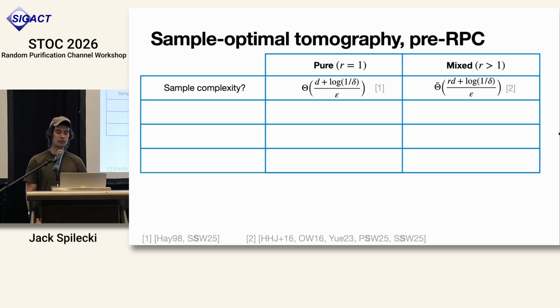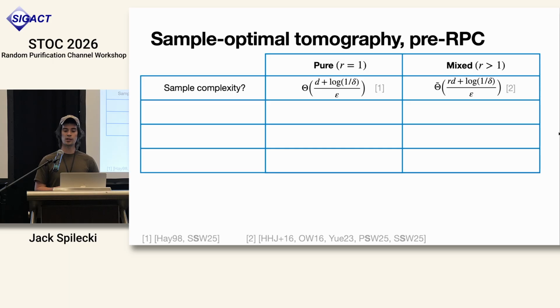For mixed state tomography, the sample complexity is not quite as settled. We have matching upper and lower bounds up to log factors of (rd + log 1/delta) divided by epsilon. These results are much harder to obtain, and they started appearing in the mid-2010s.